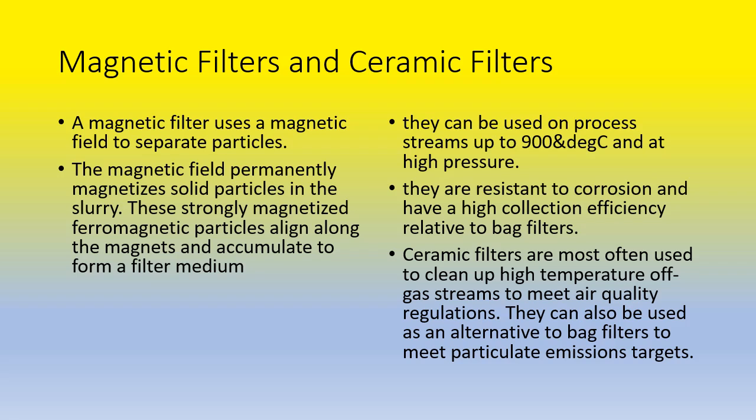Ceramic filters can be used on process streams up to 900 degrees Celsius and at high pressure. They are very resistant to corrosion and have a high collection efficiency relative to bag filters. Ceramic filters are most often used to clean up high temperature off gas streams to meet air quality regulations. They can also be used as an alternative to bag filters to meet particulate emissions targets.